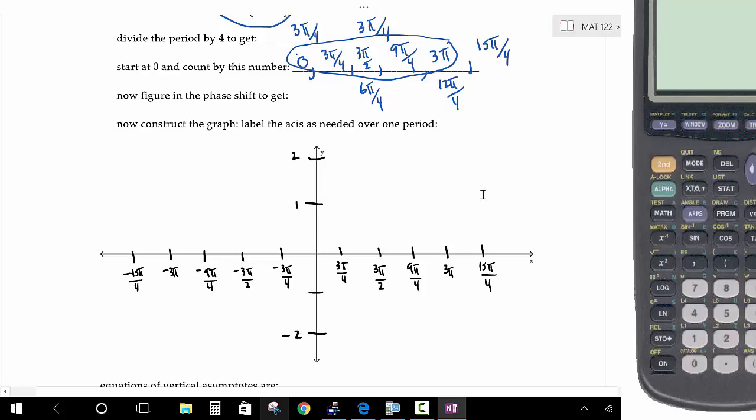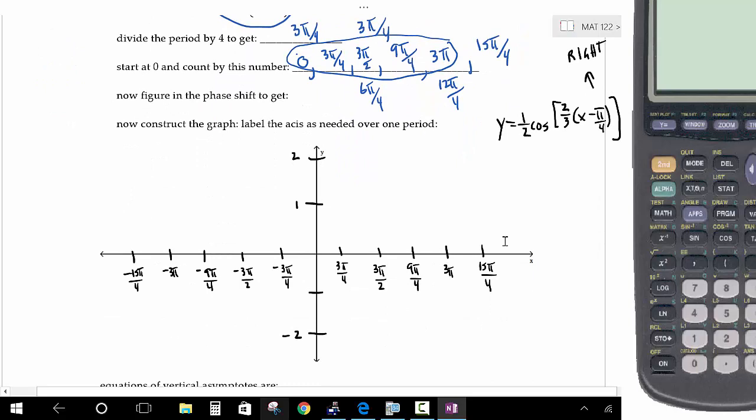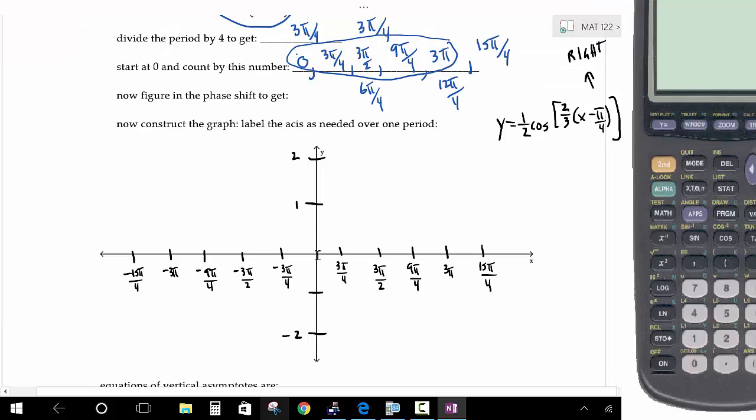Now I'm going to write down what we're getting ready to graph. We're going to graph 1/2 cosine, and the factored form on that was 2/3 x minus pi over 4. Now pi over 4 on this you're going to find is going to be a phase shift to the right. So when we do this phase shift, we're not going to fall on the increment. If we're going pi over 4, we have to subdivide this into 3 parts. Again, you have to be careful about how you do this. So this would be pi over 4. I'm going to go over about 1/3 of the way to subdivide this increment like that.